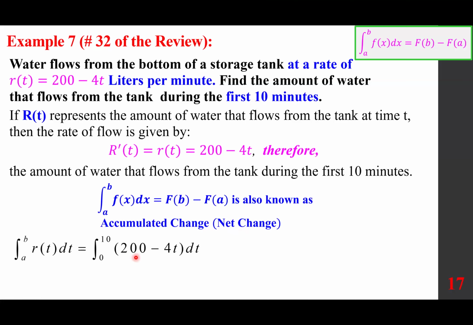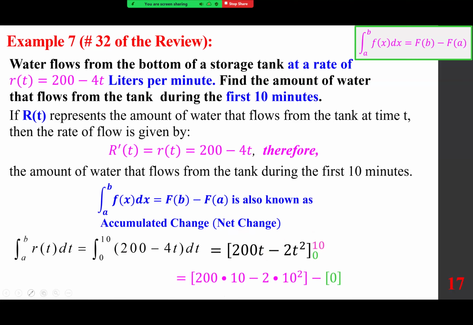This is 200t, this is minus 20t squared. We plug in the upper limit, minus plug in the lower limit. We get 2000 here, minus 200. And the answer is 1800 liters, because when we go back to the rate or the derivative, the units were liters per minute. So this must be liters.